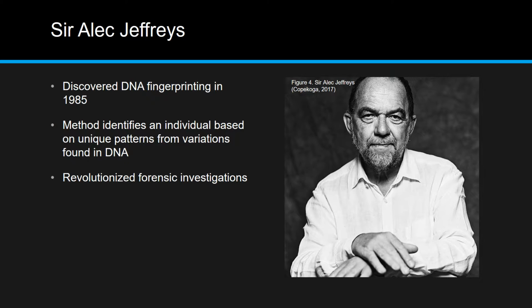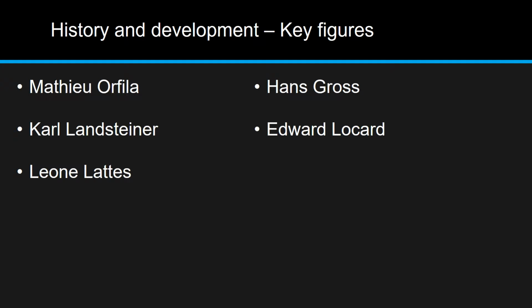The impact of DNA fingerprinting on criminal investigations and individual investigations cannot be understated. It revolutionized forensic investigations as we know it. However, Sir Alec Jeffreys' discovery would not have been possible without the groundwork done by early pioneers in forensic science. Many have helped shape DNA fingerprinting in forensics to where it is today. However, I selected these individuals who are key historical figures in the development of DNA fingerprinting.